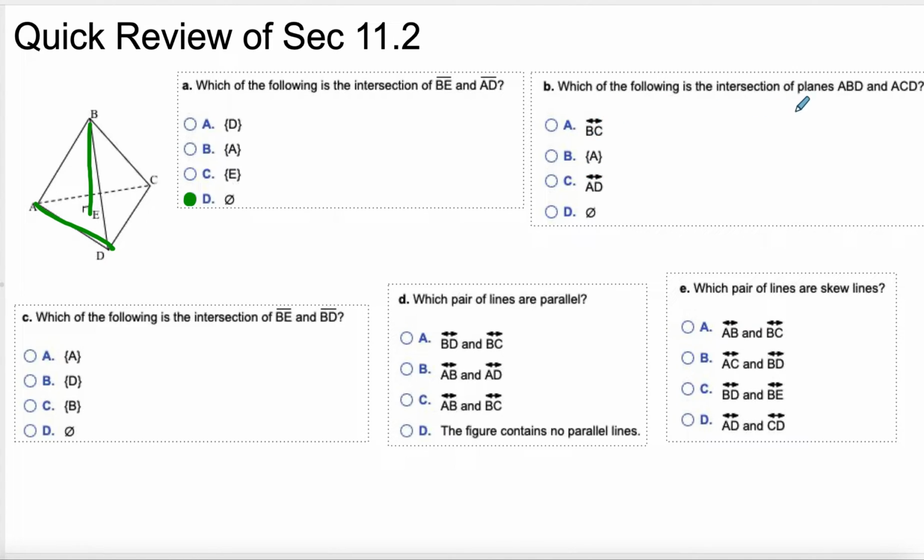Which of the following is the intersection of planes ABD and ACD? So let's look at ABD and ACD, two planes.